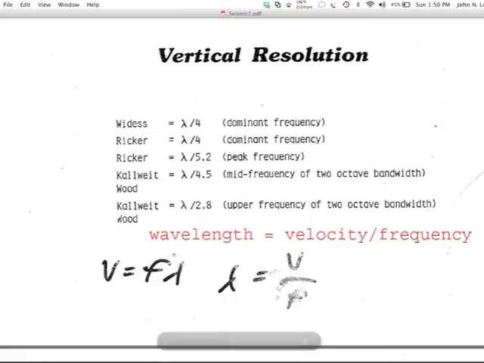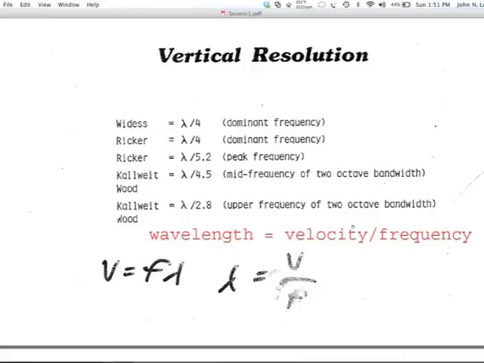Now the wavelength, if you remember back to the first lecture, V equals F lambda. That's our watchword that I had asked you to memorize, right? V is the velocity, F is the frequency, and lambda is the wavelength. So you solve it for wavelength: wavelength is equal to velocity over frequency. If you think the velocity at the bottom of the alluvium is 2,000 meters per second, and you're trying to image it with waves that have a dominant frequency of 100 hertz, then you take 2,000 divided by 100, that's 20 meters.